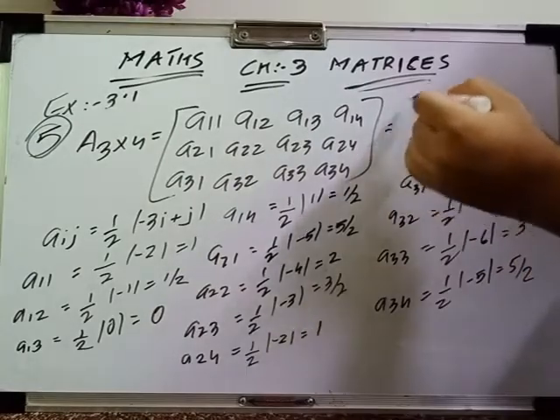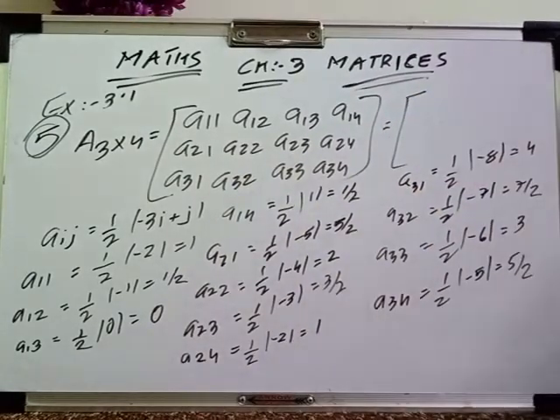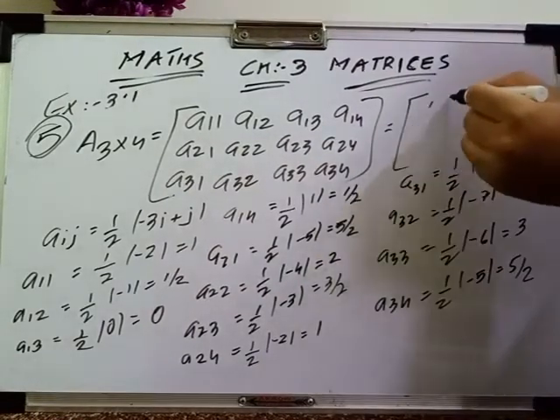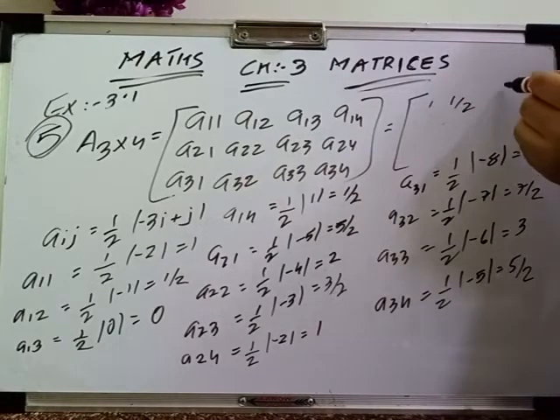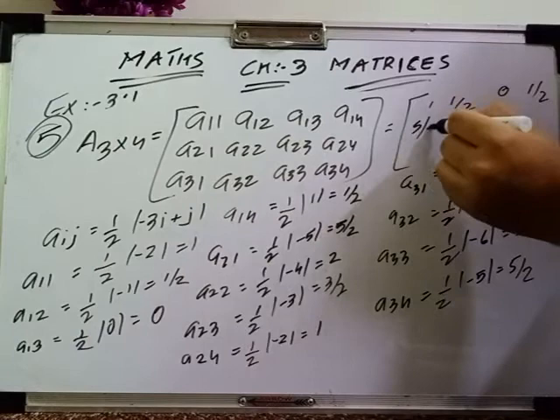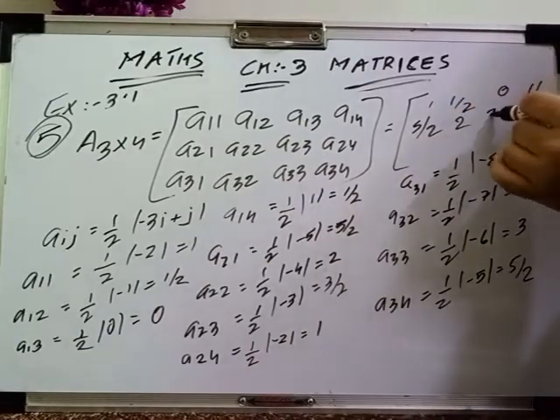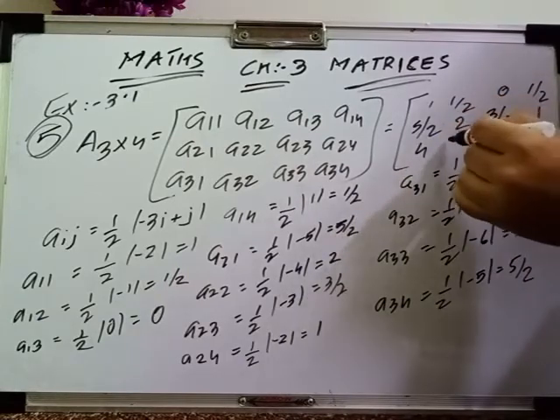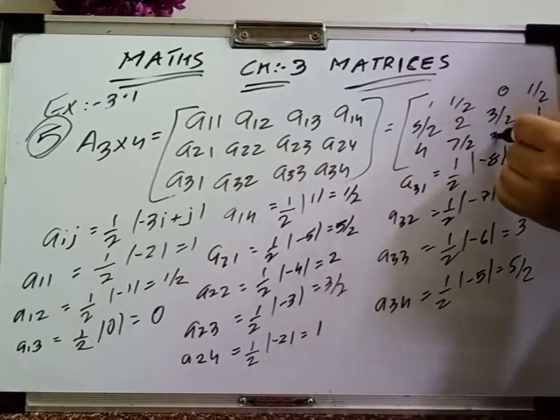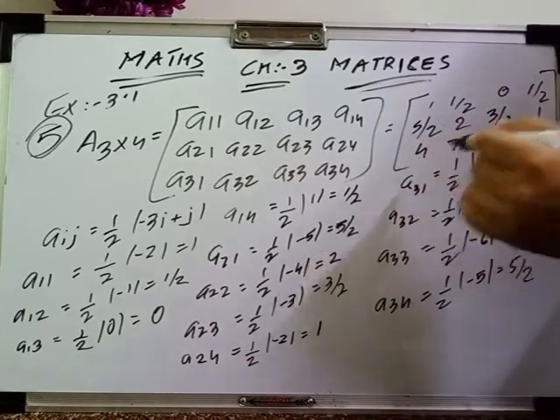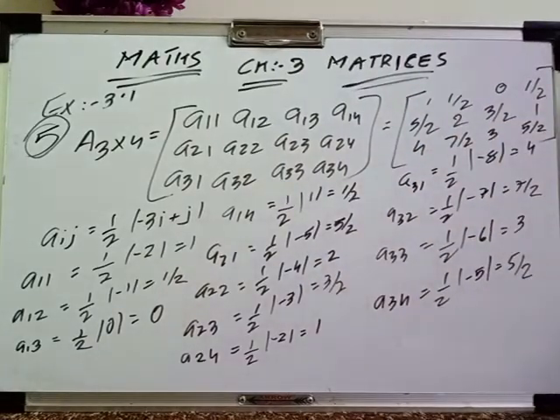So just keep those elements in the corresponding positions, then I will have 1, 1 by 2, 0, minus 1 by 2, minus 5 by 2, 2, 3 by 2, 1, 4, 7 by 2, 3, 5 by 2. Yes, so this is our matrix of form 3 cross 4, right?